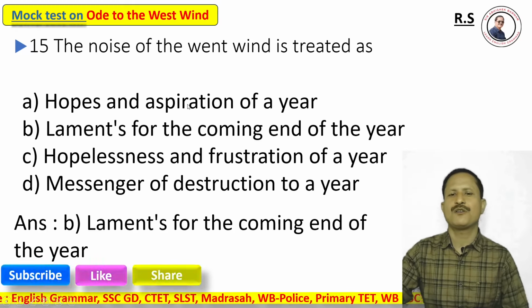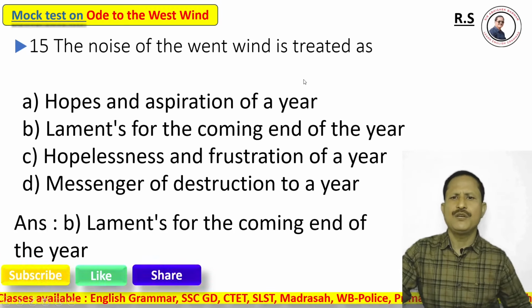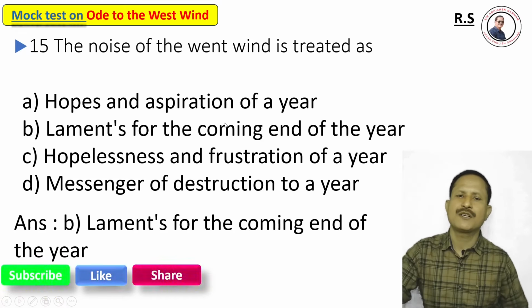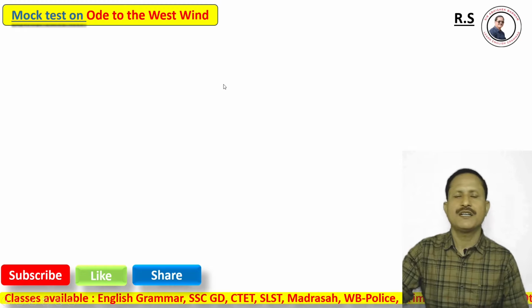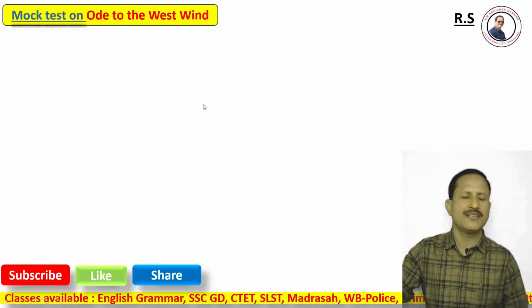Apparently, all these options are correct, but the noise of the wind is treated as laments for the coming end of the year, because this is probably the last month of the year, and that's why the poet presented it as the coming of the end of the year.